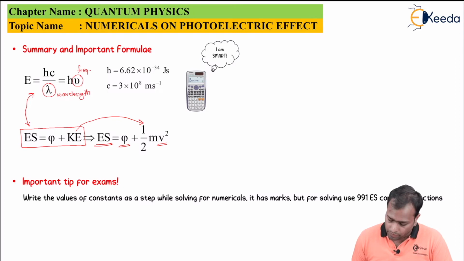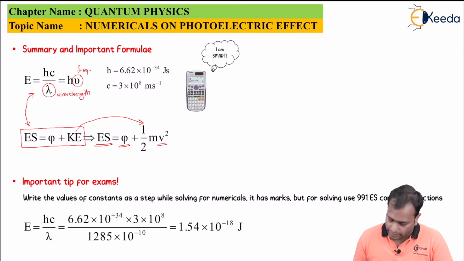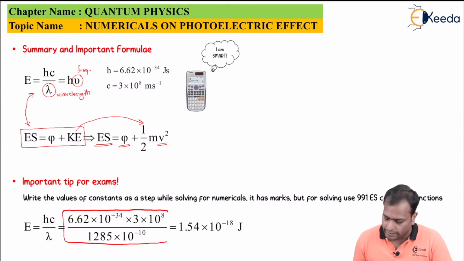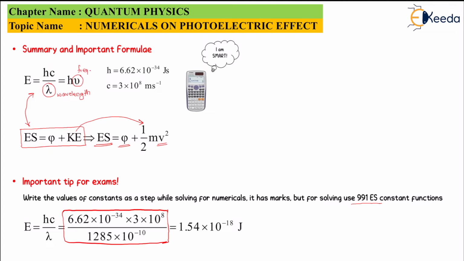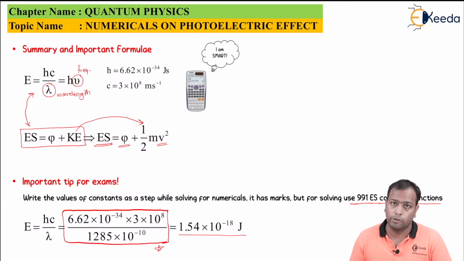Now, if this is the kind of question that you are going to get in the exam, where the lambda value is 1285 and you need to find the energy in joules, you need to show this step. Showing this step is crucial because this step carries marks. You just need to substitute the values of h, c, and lambda. After substitution, don't get into the traditional method of solving. You can use the constants on the 991 ES calculator, and then just write the value as it is. So this is an important step which is going to fetch you marks. So don't forget it while solving numericals.